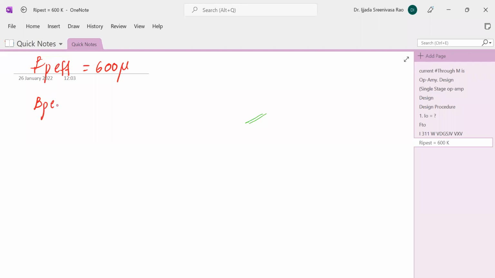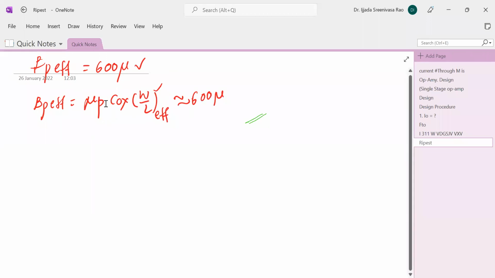So what is the beta P effective formula? Beta P effective is equal to mu P COX W by L effective. All these terms you can get from the simulation. This value is approximately how much you got? 600 micro. So in this equation, we want to know this one, because this is also through simulation. We got the 10 value.